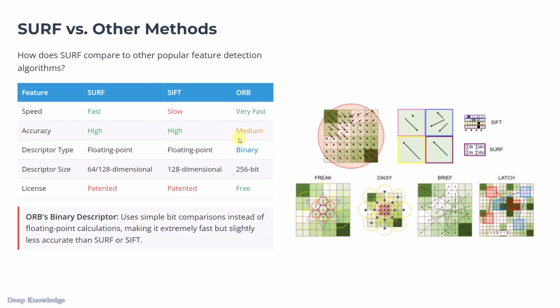And this is a comparison between several methods. For example, this is SURF, this is SIFT, the last one we discussed, and this might be the next one. This one is free. These are patented, so as we said, you have to have a license if you are using them in commercial projects.